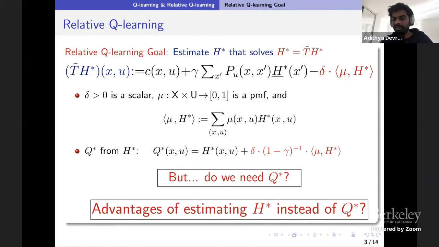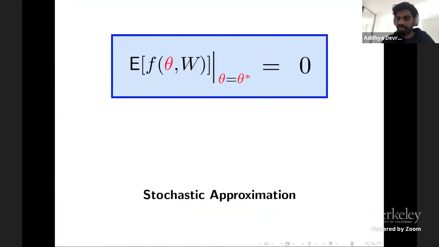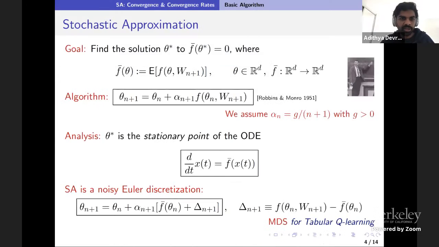The bigger question here is, let's say you estimate this H star. Is there any advantage of estimating H star instead of Q star? Is there any advantage of ignoring this constant? To explain this, I need to get into a little bit of stochastic approximation. I'll be quick since Sean already covered this, but I'll highlight the things that are actually necessary for the results that I'll be talking about in this talk.